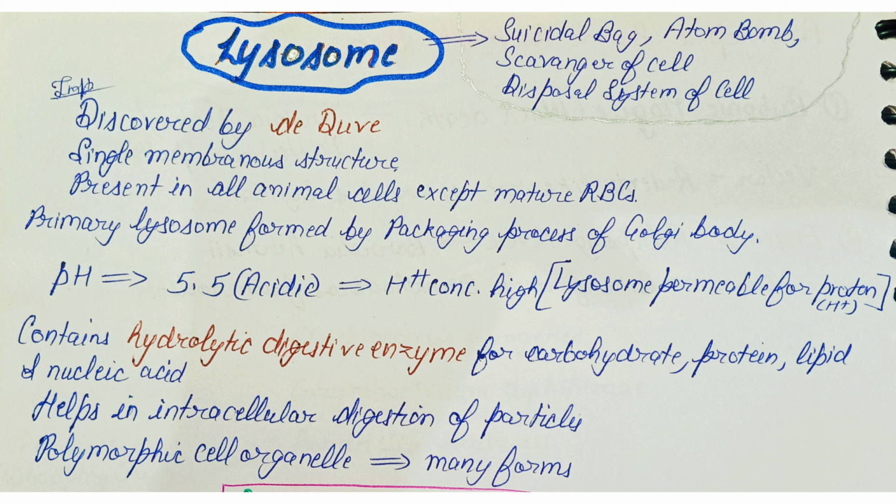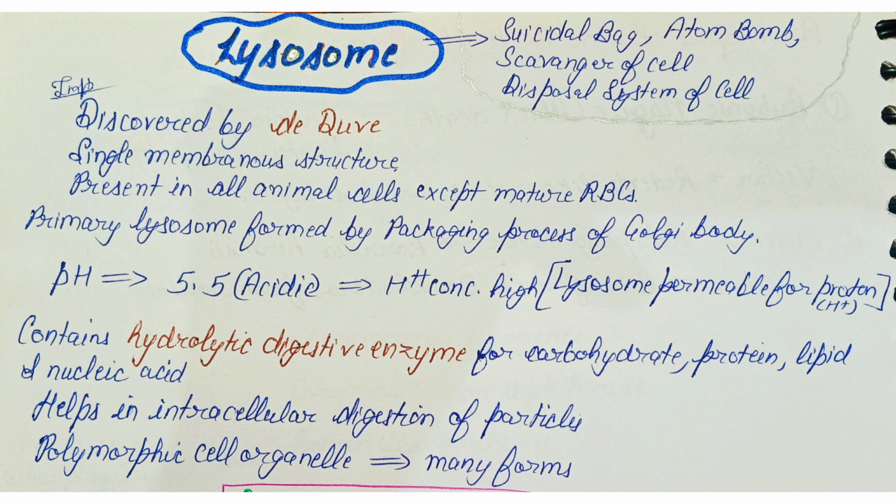Lysosome is known as the suicidal bag, atom bomb, scavenger and disposal system of the cell. The discovery of lysosome was done by De Duve. It is a single membranous structure which is present in all animal cells except mature RBCs. The primary lysosomes are formed by the packaging process at the cis face of the Golgi body. Due to the presence of a high concentration of H positive, the lysosomal pH is acidic. It contains hydrolytic digestive enzymes for the digestion of carbohydrates, proteins, lipids, and nucleic acids.